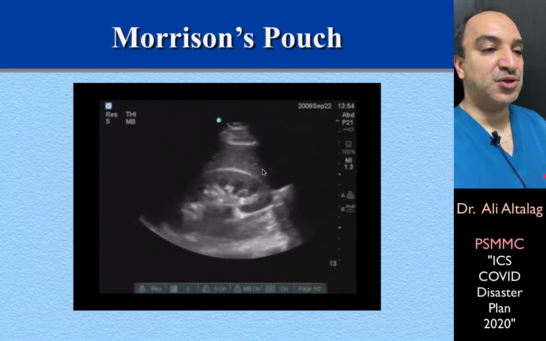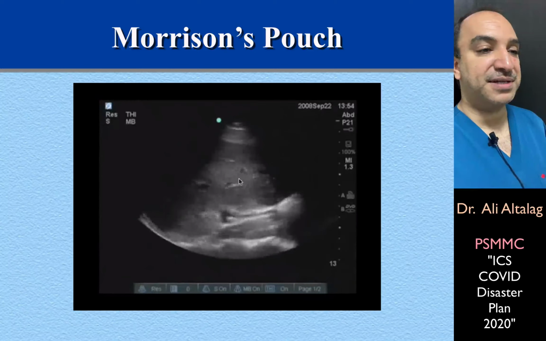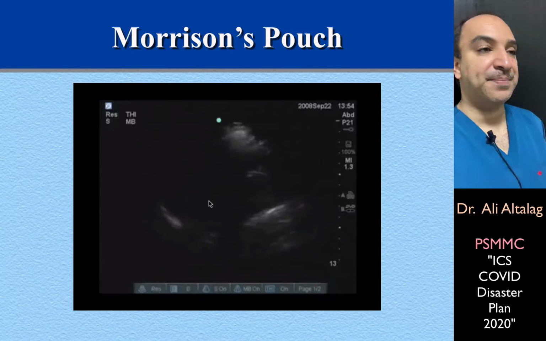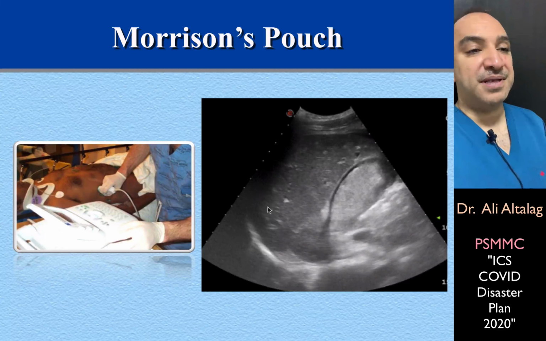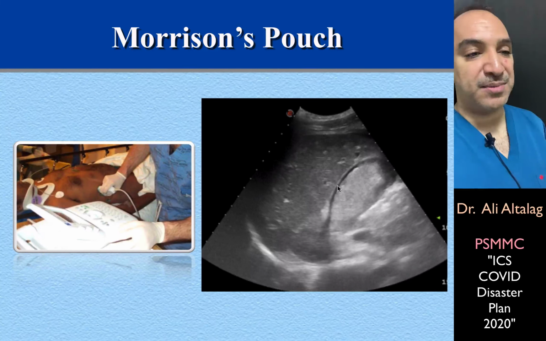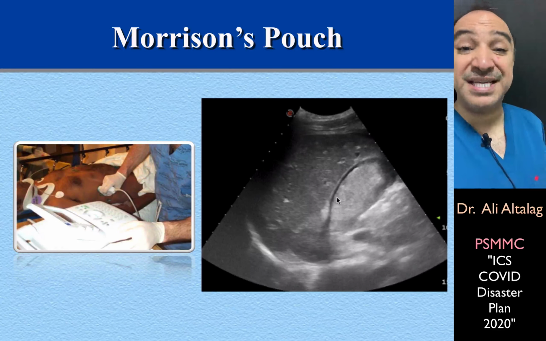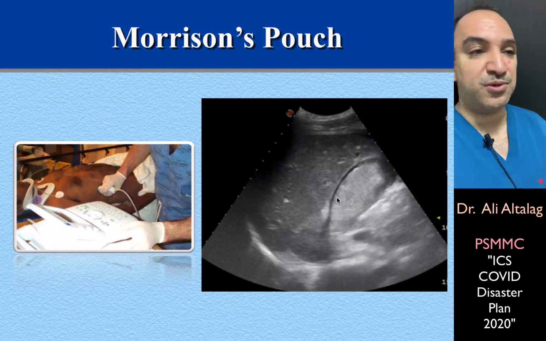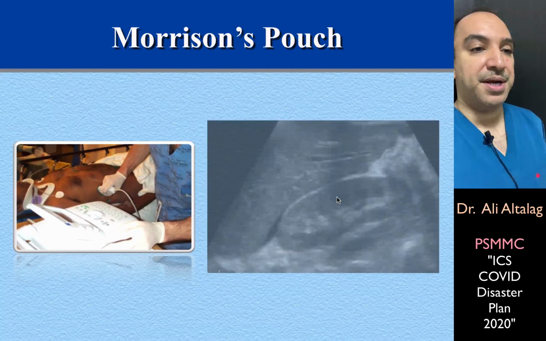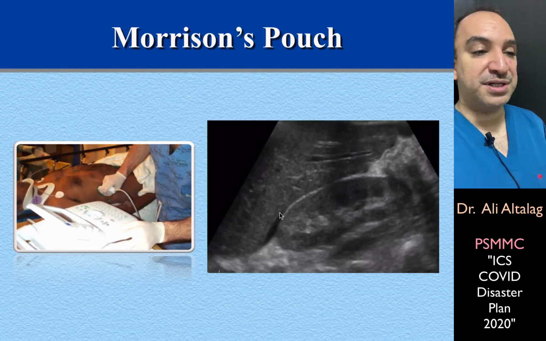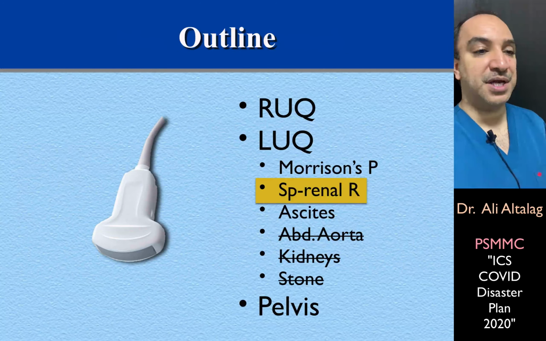Now this is a live image of Morrison's pouch. You see this is the right kidney, this is the liver, and as you see Morrison's pouch is quite clear, there's no fluid in there. And this is a post-trauma patient, where there is black shadow at the Morrison's pouch. This indicates that there is bleeding intra-abdominally and the blood has reached the Morrison's pouch. This is another image showing fluid at the Morrison's pouch.